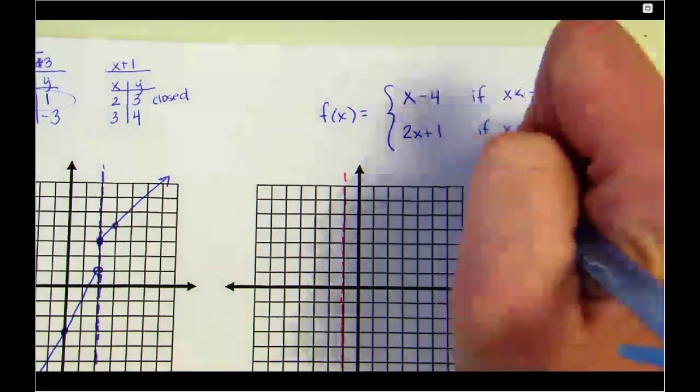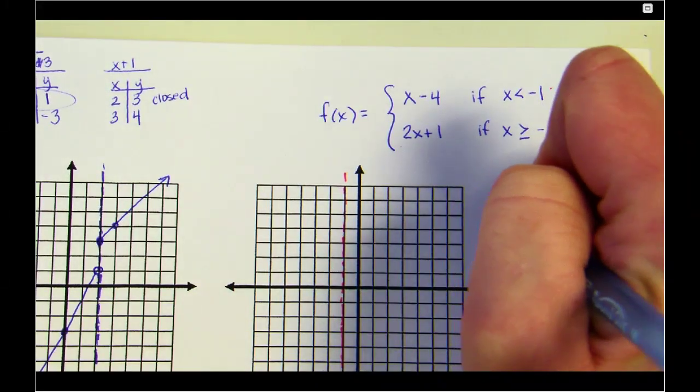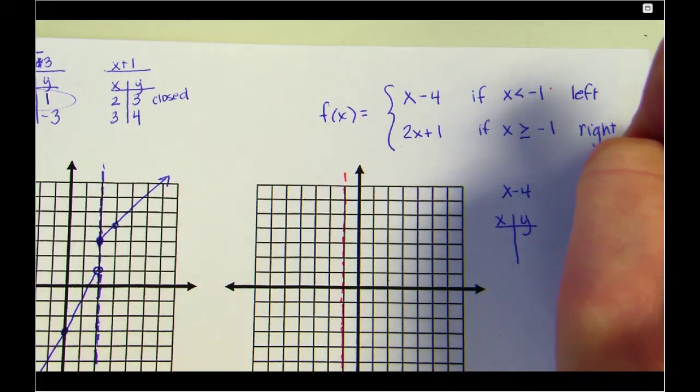Okay. Next thing, you got to make a table for x minus 4 and a table for 2x plus 1.